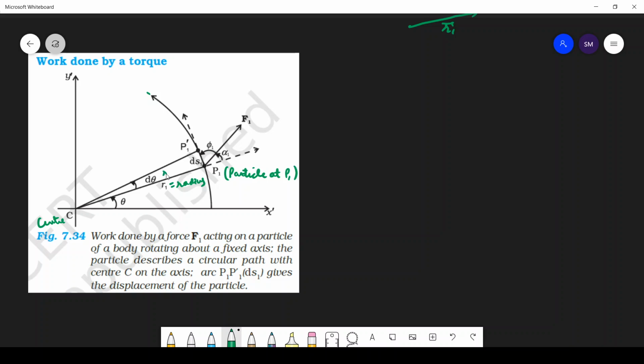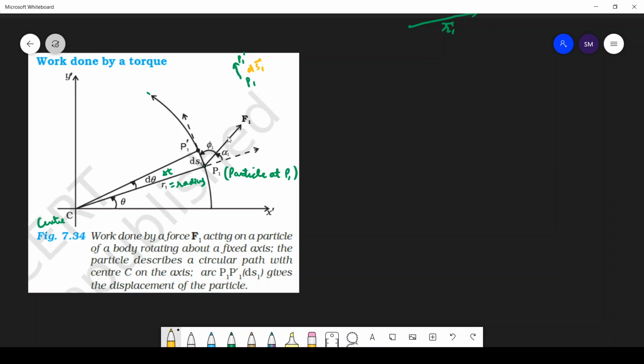So in time delta t, the point moves from P1 to P1 dash, and this is the displacement of the particle. This is point P1, and this is point P1 dash. So what will be the displacement? Displacement is directly from initial position to final position, and that displacement is ds1. So that's given here. This distance PP1 dash is ds1.